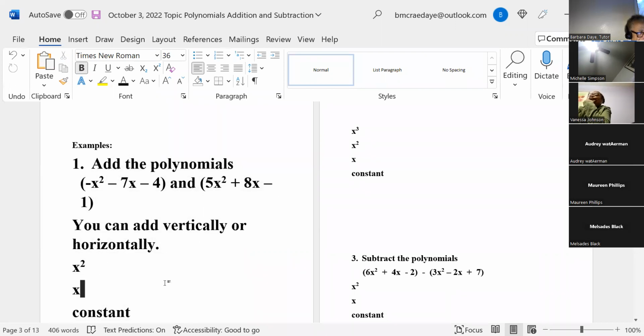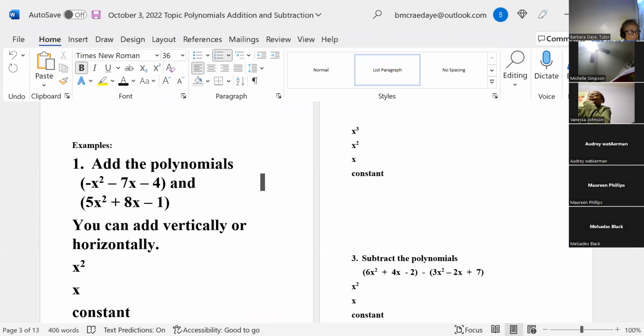Just remember this, 5x squared plus 8x minus 1 is flowed to the next. Well, I do it like this. I want to put them all together. It's a lot easier. Okay, there we go. So you're adding this polynomial with this polynomial.